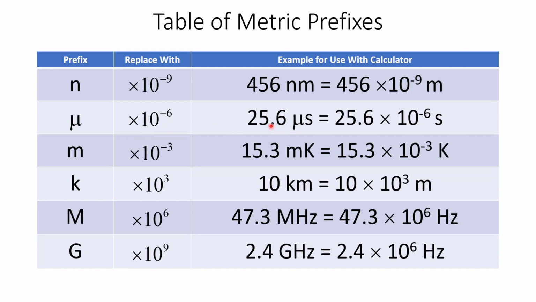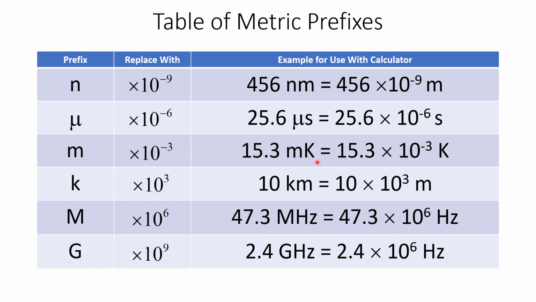And so 25.6 microseconds would be 25.6 times 10 to the minus 6th seconds. And again, technically that is not good scientific notation, but it works just fine for plugging it into your calculator. And that's what we'll be concerned with. Okay, and then we've already dealt with milli, the metric prefix of m.